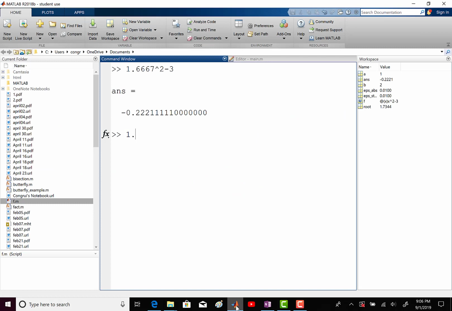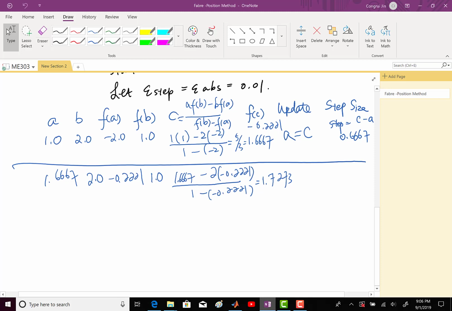So 1.7273 squared minus 3, this should be negative, so FC should be negative 0.0164. And FC is negative, right? And FB is positive, FA is negative. So we are still in the third scenario.